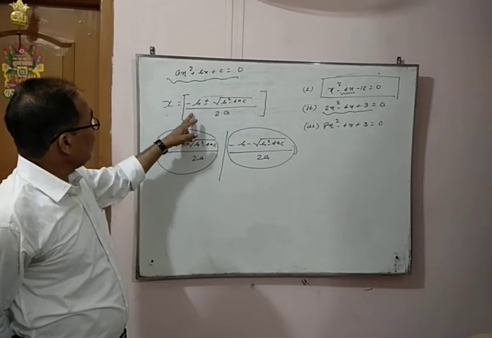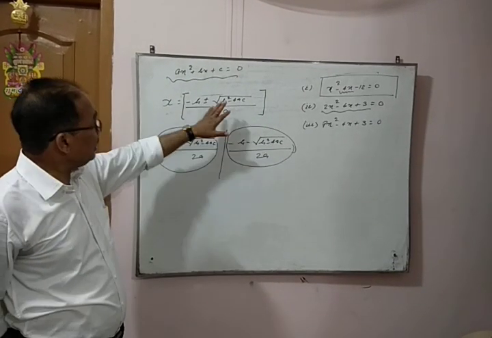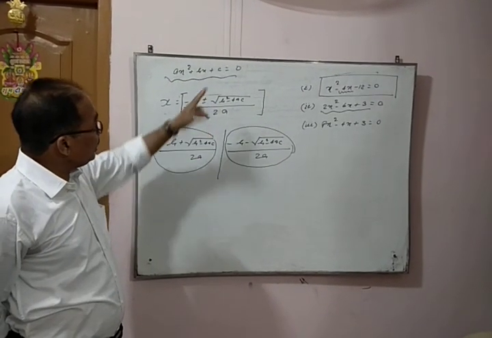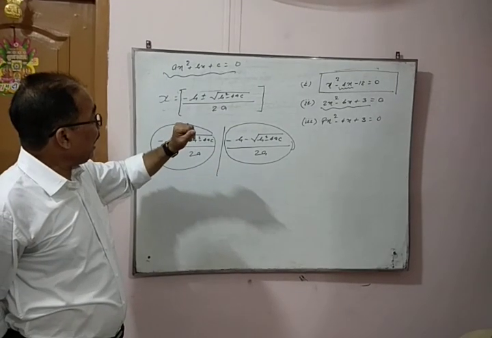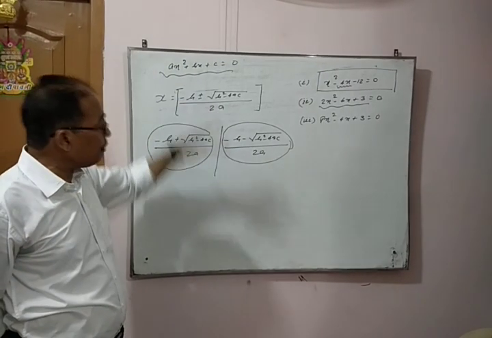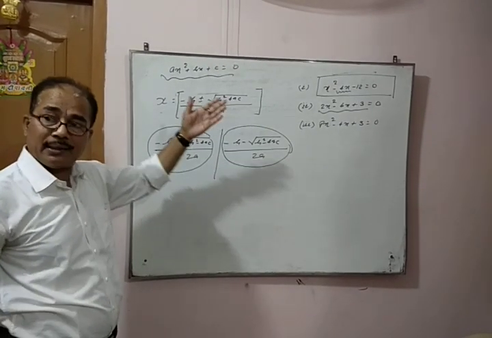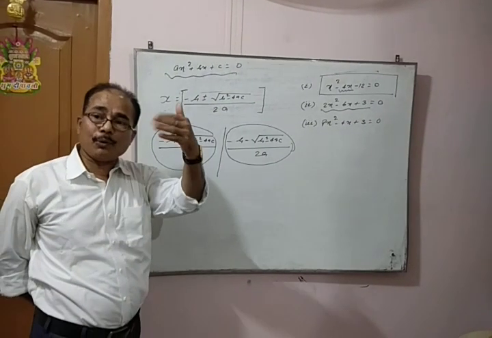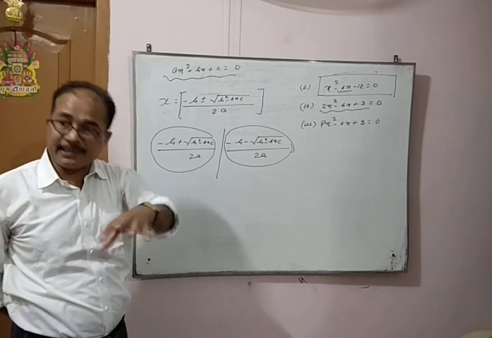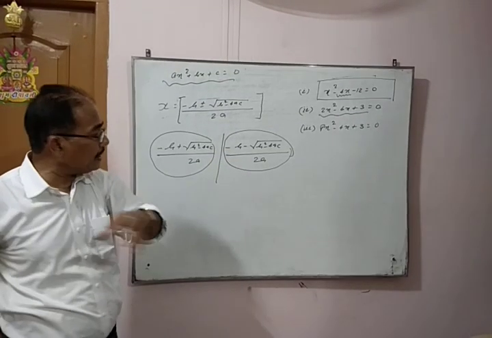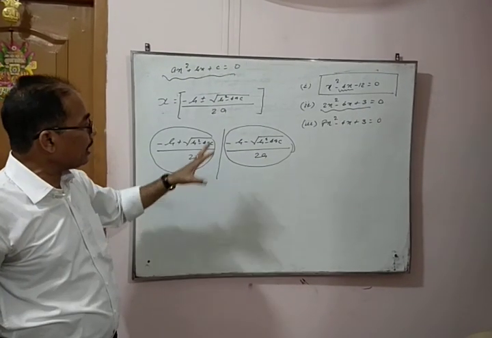Values like a, b, c in the formula, using the formula, substitution, and then simplification. Whatever questions are given to you, if you are doing all the processes right, with correct substitution and correct simplification, then certainly you will get the answer to the question.